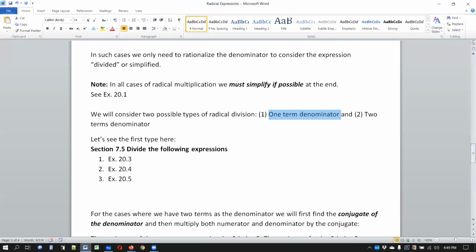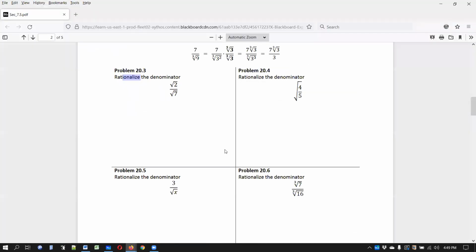Take a look at the second one, 20.4, radical 4 over 5.